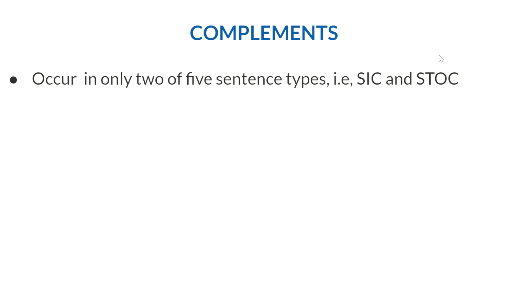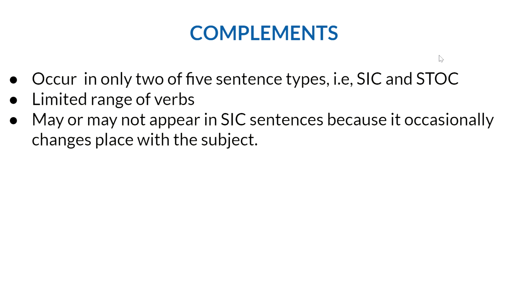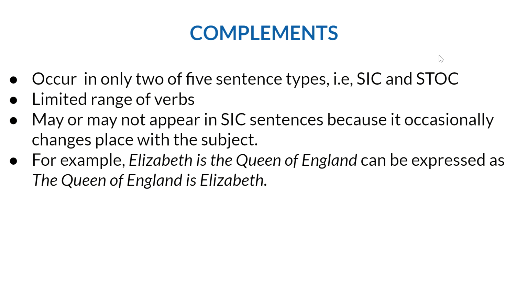Now, complements. Complements occur in only 2 of 5 sentence types, that is SIC and STOC. They have a very limited range of verbs, and they may or may not appear in SIC sentences because it occasionally changes places with the subject. For example, Elizabeth is the Queen of England can be expressed as the Queen of England is Elizabeth.